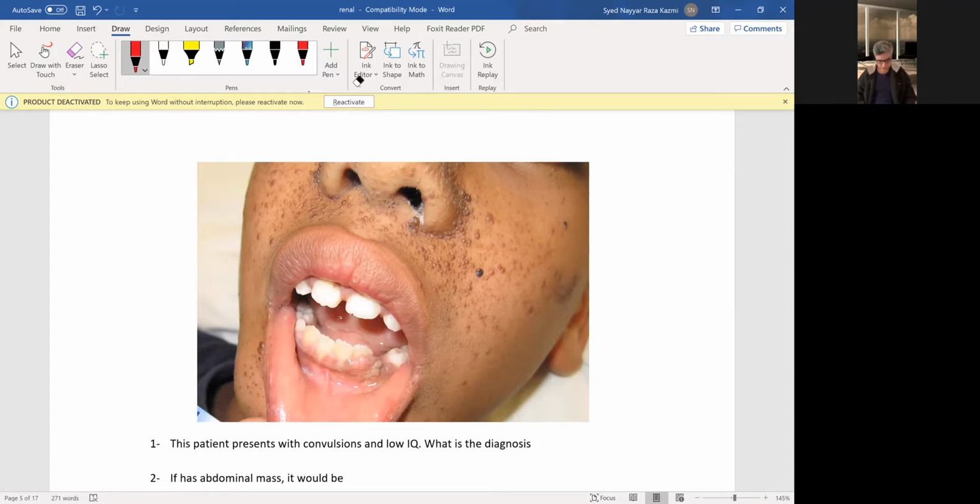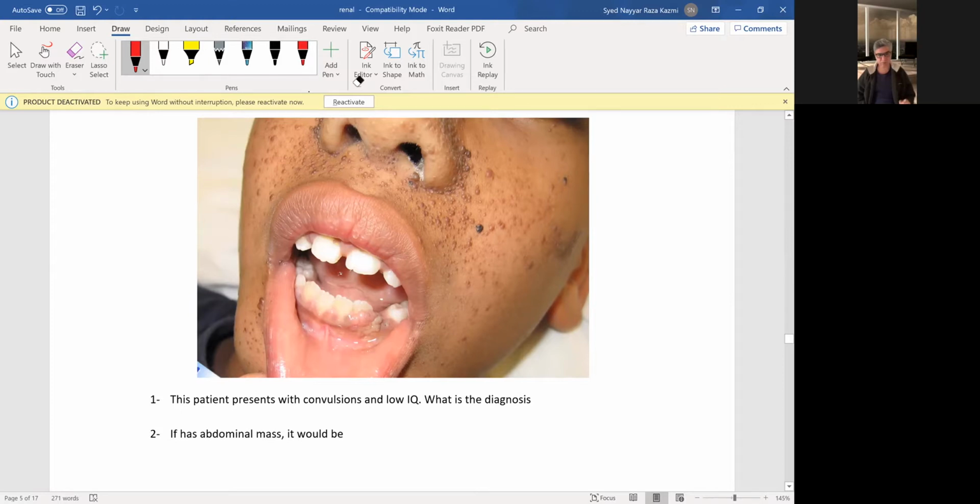And if it has an abdominal mass, what would it be? In tuberous sclerosis, the masses that are usually associated are angiomyolipomas. Angiomyolipomas are the common masses you find in kids who have tuberous sclerosis. So if they had an abdominal mass, most probably it would have been angiomyolipoma.